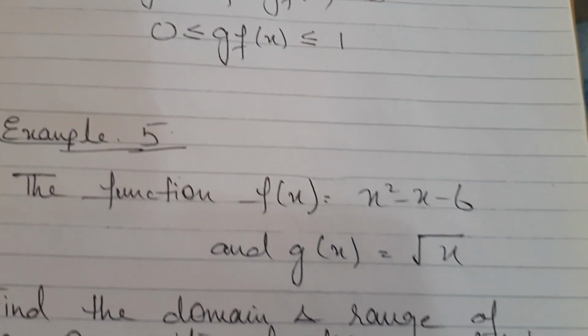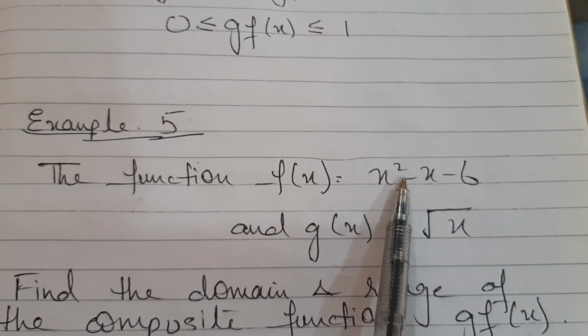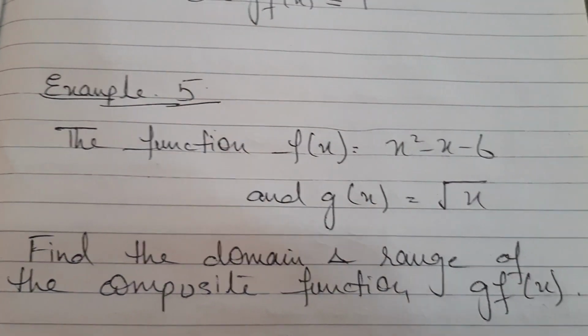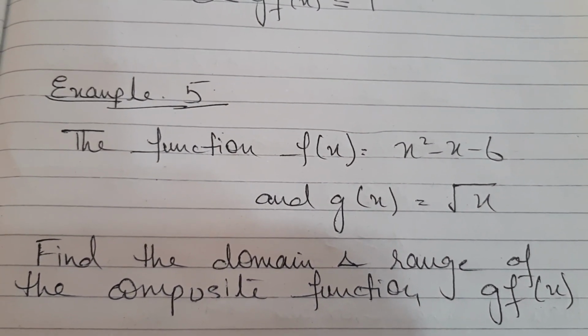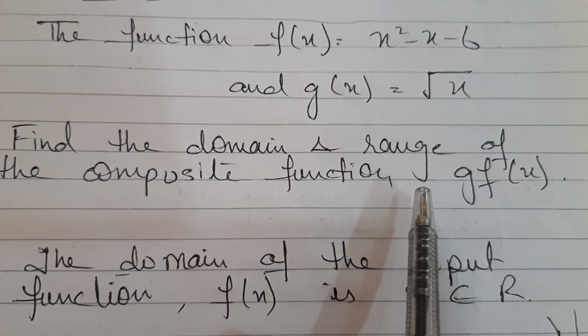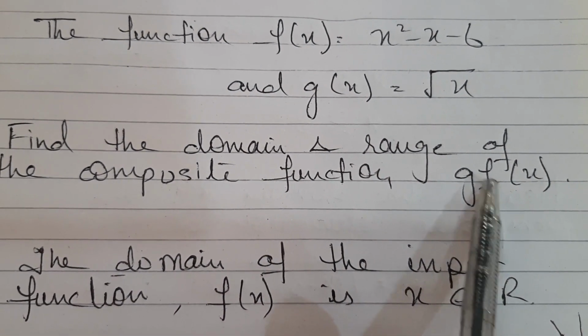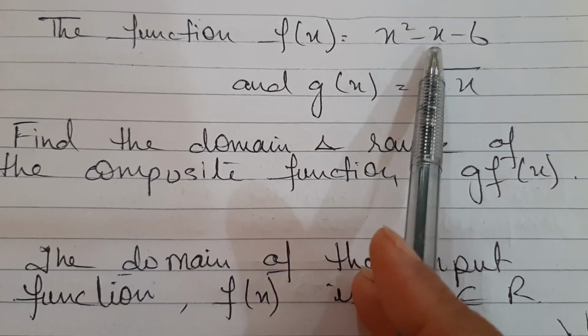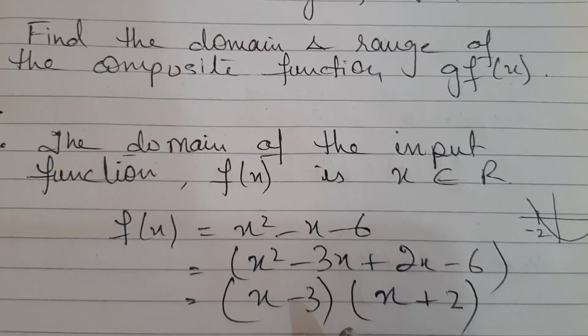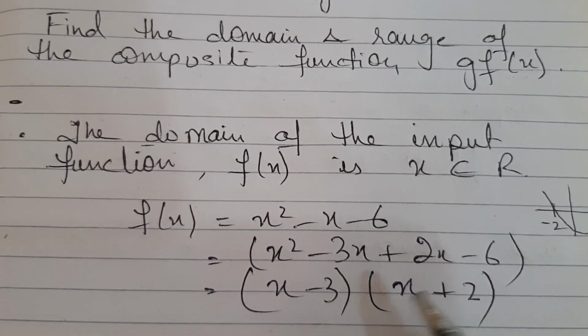Let's see example 5. Two functions are given to you, and you have to find the domain and range of the function g of f of x. Now the domain of the input function, my f is my input function, this one. And we know from here it is a quadratic curve, right? So let me factorize it and see. Factors are 3 and minus 2.